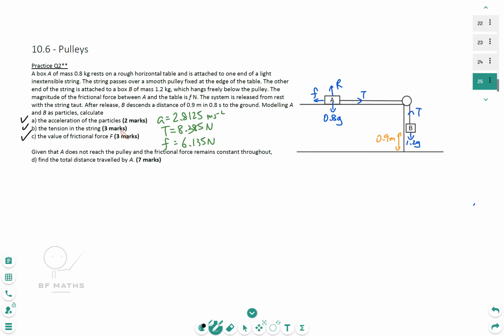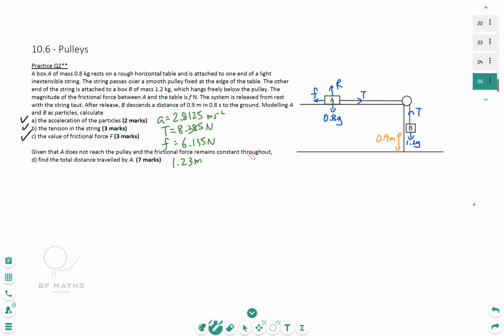So here are the final answers for questions A, B, and C. Actually, let me give you the answer for part D as well, 1.23, in case you've done that already. If you're struggling with part A, I'll give you a hint: SUVAT. Pause the video and think about SUVAT again. You're given some information about 0.9 meters and 0.8 seconds, so do SUVAT and try to work out A. Pause the video again if you're struggling.